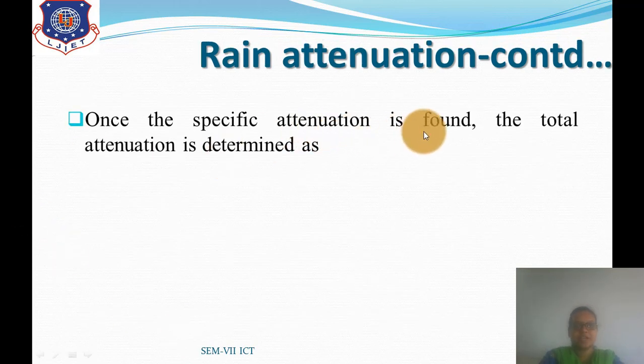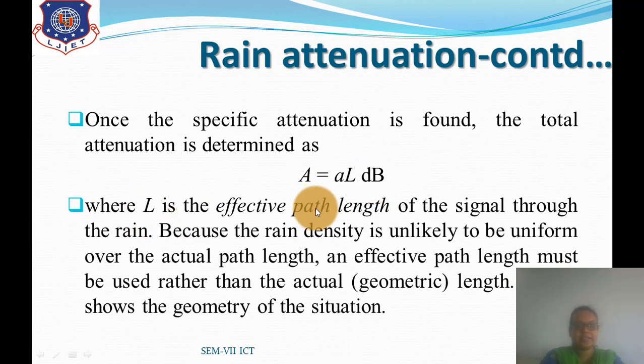Once the specific attenuation is found, the total attenuation is determined as A equals alpha L, where alpha is called the specific attenuation, A is the total attenuation, and we get the answer in dB, and L is the effective path length of a signal through the rain. Because the rain density is unlikely to be uniform over the actual path length, the effective path length must be used rather than the actual length.